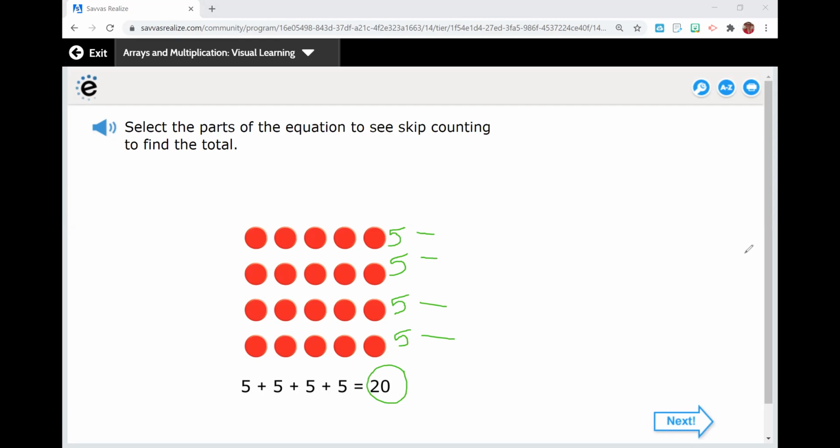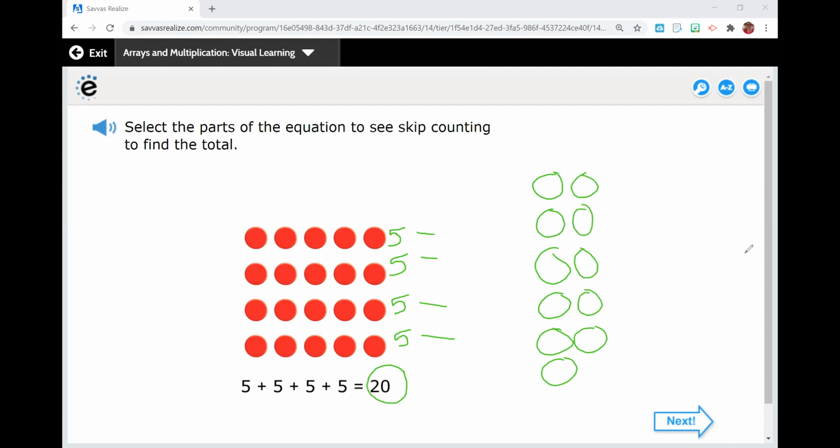Let's practice counting by 2s to skip count. Let's see, I have an array with 6 rows, and there are 2 in each row. Let's skip count by 2. 2, 4, 6, 8, 10, 12. My answer is 12. How many rows did I have?